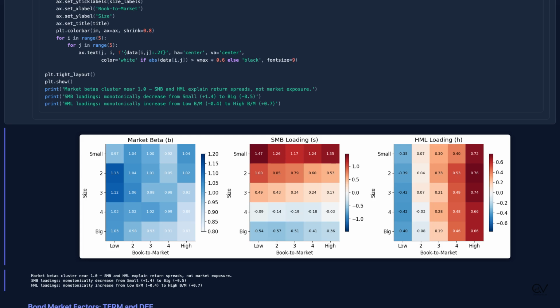The SMB loadings, middle panel, show a clear monotonic gradient from positive 1.4 for small stocks down to negative 0.5 for big stocks. And the HML loadings, right panel, show the value dimension, going from negative 0.4 for growth stocks to positive 0.7 for value stocks. These systematic patterns are what makes the model work. The loadings vary in exactly the right way to explain the cross-sectional return spread.